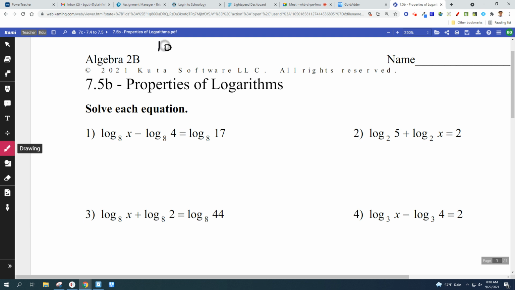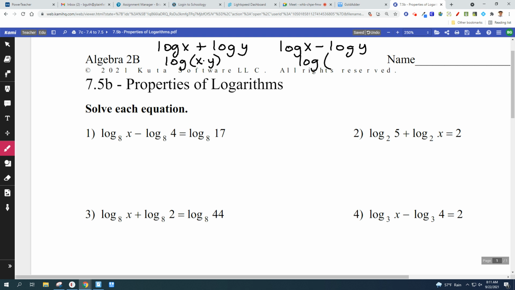When there was a log x plus log y, we changed that into multiplication. We want to put two logs into a single log. That was one of the properties that we learned yesterday. And likewise, when there was a subtraction, log x minus log y, we can condense into a single log if that operation is division.